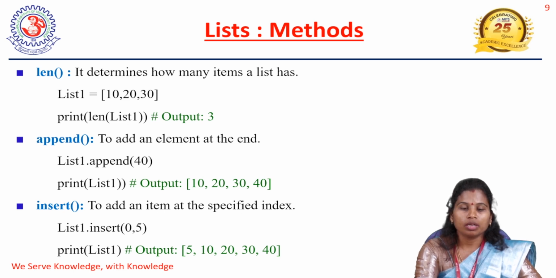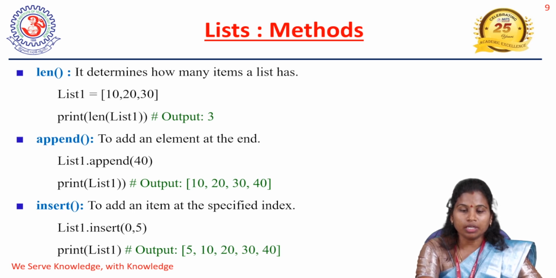Now coming to the insert function. If we want to add an item at a specified index, we can use insert. But in the insert method, we are passing two values. The first one is the position and the second one is the element at that position. Now list 1 dot insert of 0 comma 5. Here my list 1 contains a total of 4 elements: 10 comma 20 comma 30 comma 40. Now I want to insert 5 at position 0. So after this operation, passing list 1 to the print function.